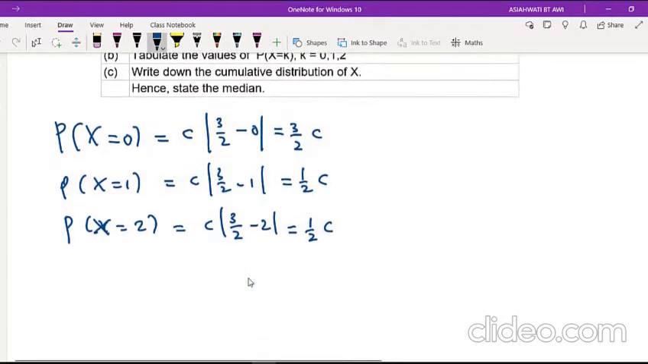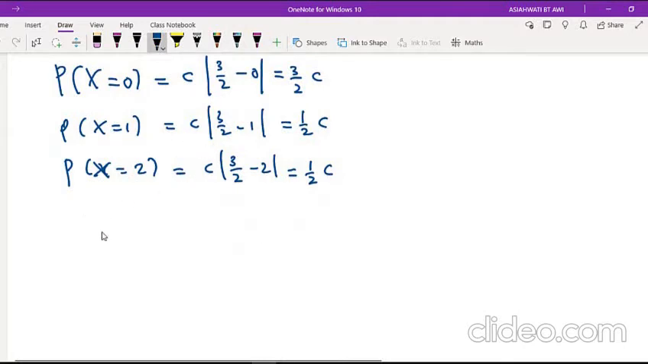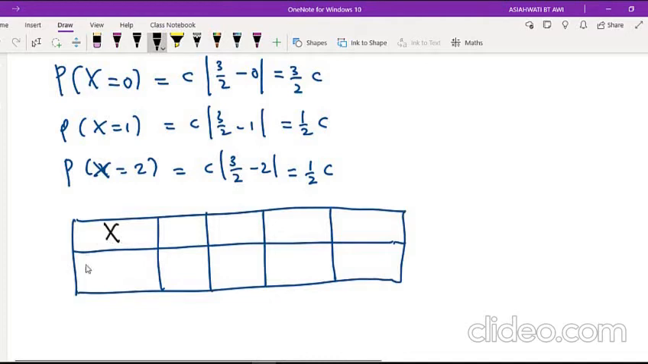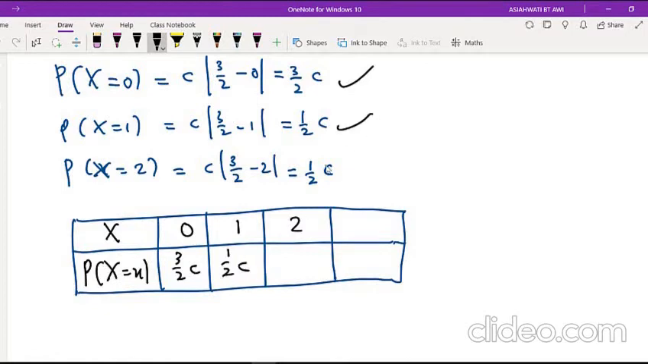If you still can't remember, transfer all this information to a table. Write x and P of X equals x. Your variable x is 0, 1, 2. When x is equal to 0, the probability is 3 over 2 c. When x is equal to 1, the probability is 1 over 2 c. And when x is equal to 2, the probability is 1 over 2 c. This is the total. The total probability for a discrete random variable is equal to 1. You must not skip this step.